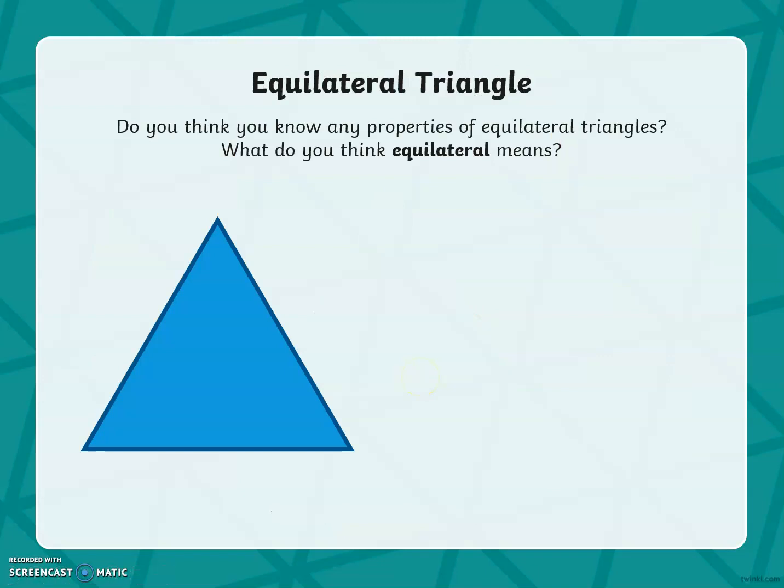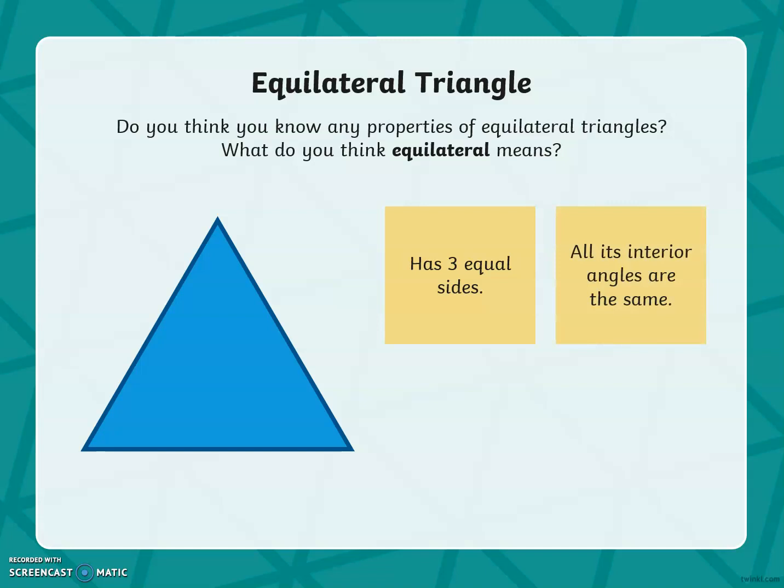So an equilateral triangle, do you think you know any properties of equilateral triangles? What do you think equilateral means? Well, I'm sure you could have a guess if you think about the word equilateral. So it has three equal sides. I'm sure you thought that already. All its interior angles are the same, and we know that the interior angles are found inside the triangle itself. So all these angles measure the same amount.